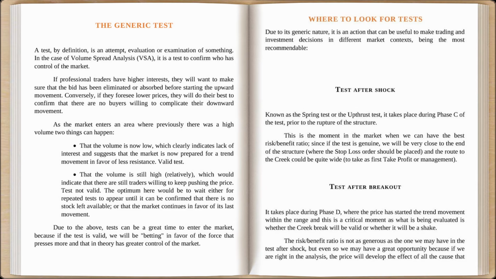complicate their downward movement. As the market enters an area where previously there was a high volume, two things can happen: that the volume is now low, which clearly indicates lack of interest, and suggests that the market is now prepared for a trend movement in favor of less resistance. Valid test. Or that the volume is still relatively high, which would indicate that there are still traders willing to keep pushing the price. Test not valid.